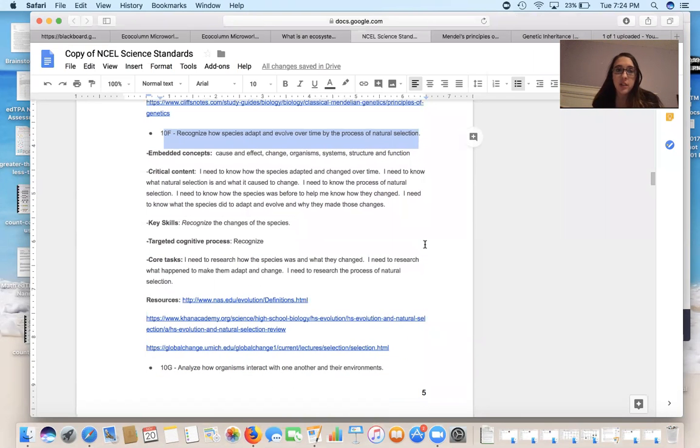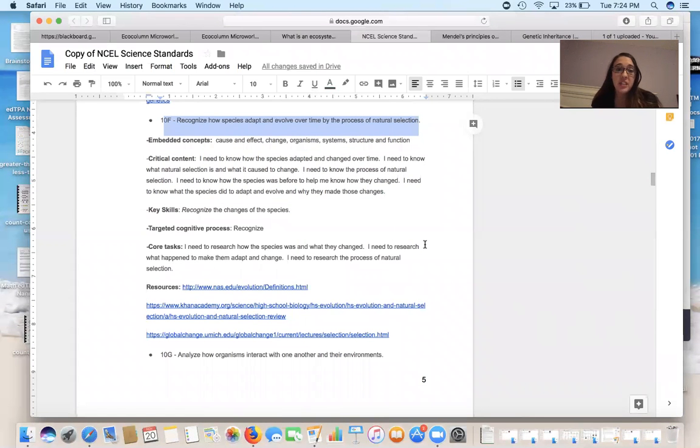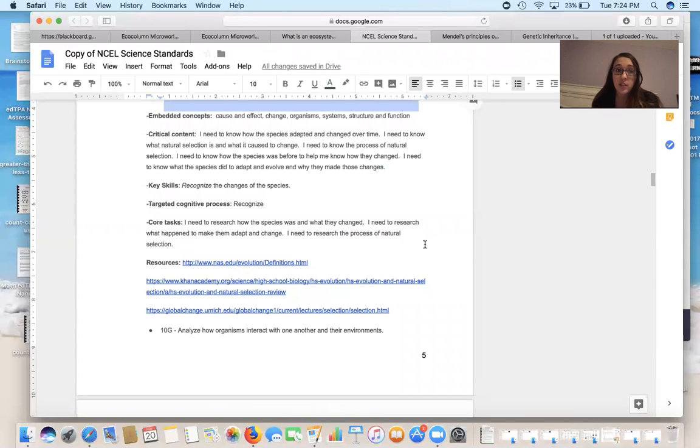Your concepts are cause and effect, change, organisms, systems, structure, and function. You need to know how the species adapted and changed over time. You need to know what natural selection is and what causes things to change through natural selection. You need to know the process of natural selection. You need to know how the species were before to help you know how they changed. And you need to know what the species did to adapt and evolve and why they made those changes. Okay, so what did they do after this natural selection to survive?